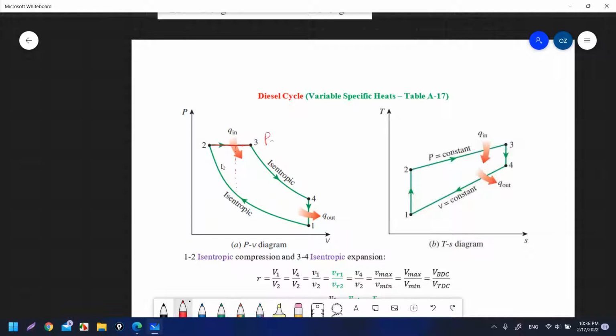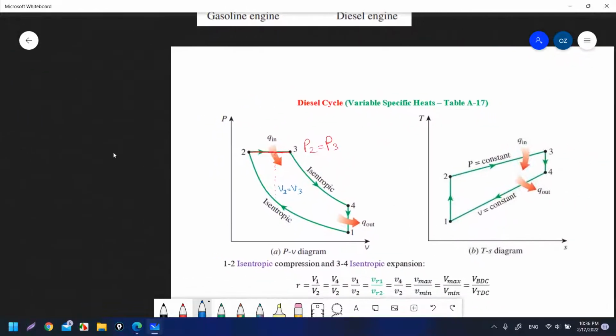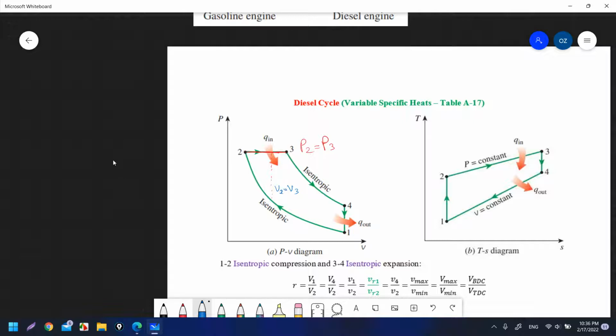The pressure is constant, V2 equal to V3. But in the Otto cycle, it was V1 equal to V2... we had V2 equal to V3. That is the only difference between the diesel and Otto cycle.